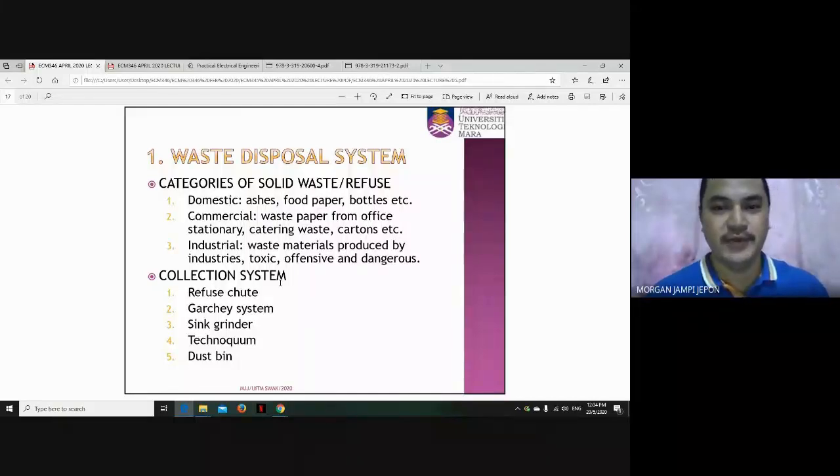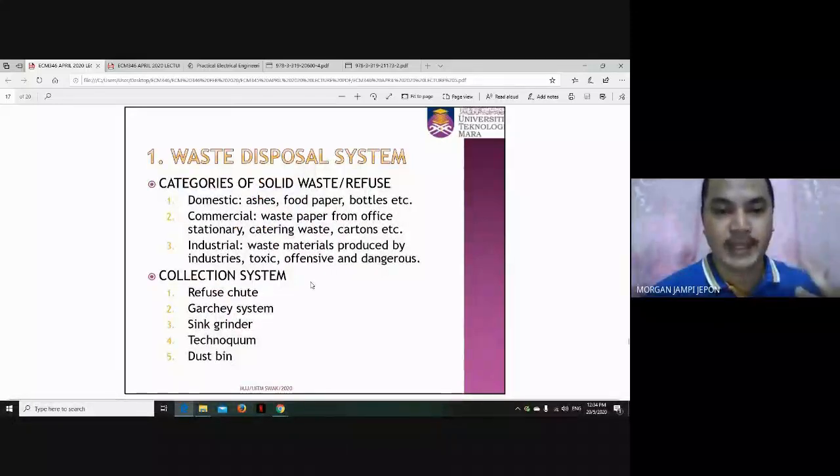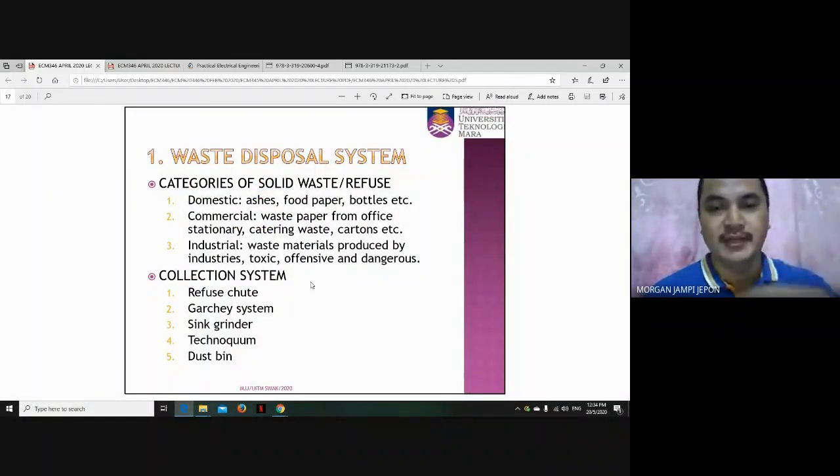So imagine if you are living in a luxury condominium, then it's very inconvenient. So we civil engineers must provide a collection system for the solid waste, so that it is very convenient for the occupants. They don't have to go down and up for the purpose of disposing their waste. All they have to do is just go to the collection system on their level.